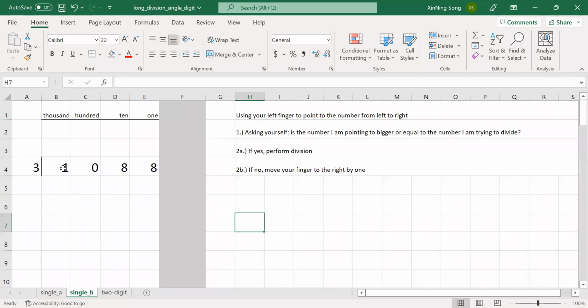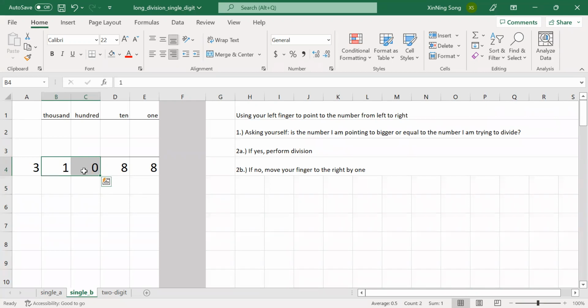Okay, so now it's almost the same thing. You put your left finger on the number 1. Is 1 bigger or equal to 3? The answer is no, 1 is too small. Then I'm going to move my finger to the right by 1. So now I'm looking at the 10. I'm going to ask myself, is 10 bigger or equal to 3? The answer is yes. How many 3s fit into 10? Maximum number of 3s, okay?